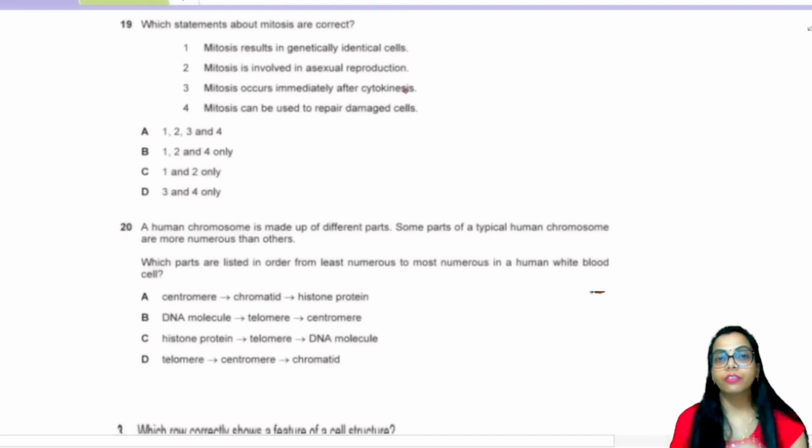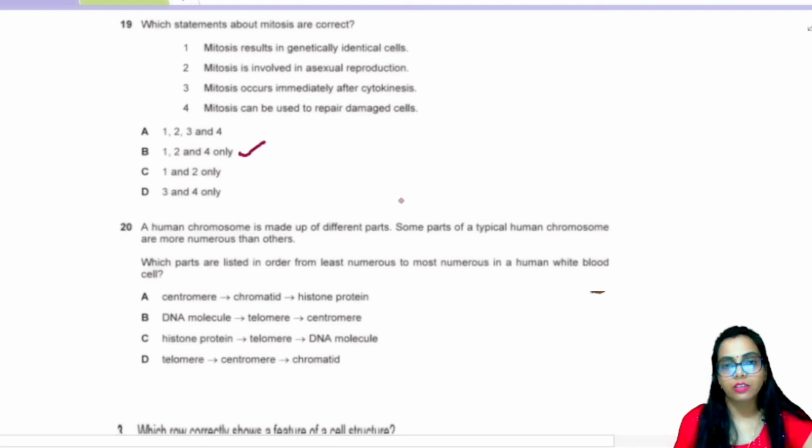No. Immediately after cytokinesis, mitosis never occurs. Okay. Mitosis can be used to repair the damaged cell? Yes. Okay, so 1, 2, 4 will be the answer.